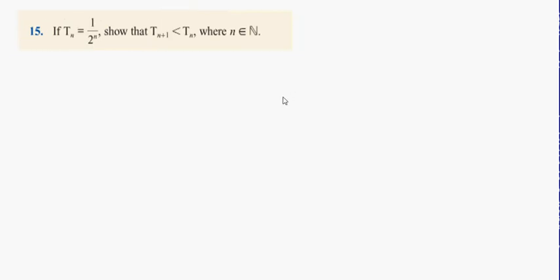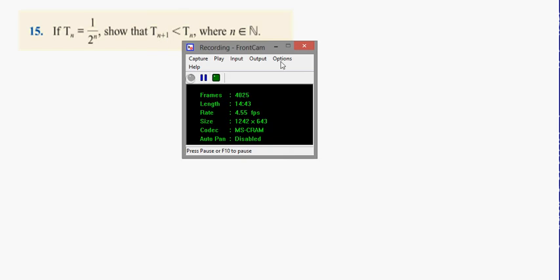Now 15. If Tn equals 1 over 2 to the power of n, show that T of n plus 1 is less than Tn. Okay, so show that T of n plus 1 is smaller than Tn, where n is an element of N. So n element of N means it's going to be 1, 2, 3, all the natural numbers. Okay, going above, and if Tn equals 1 over 2 to the power of n.